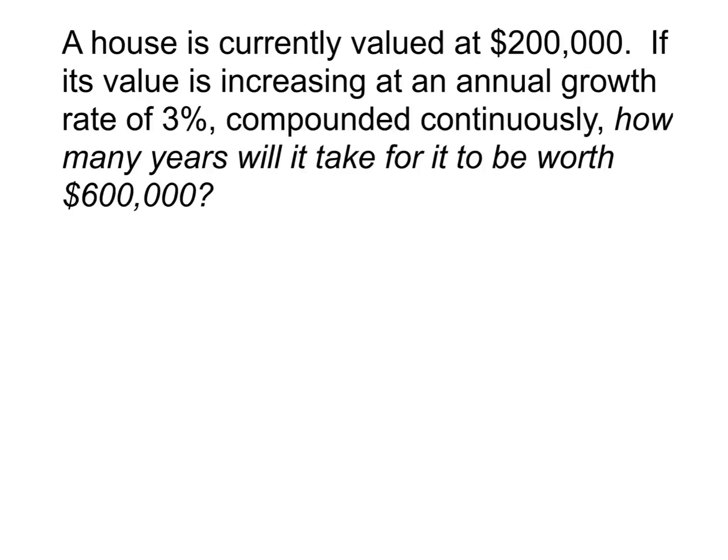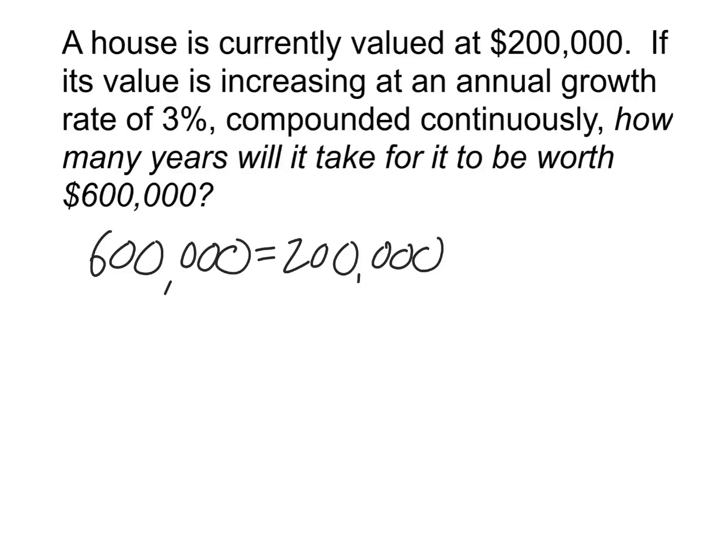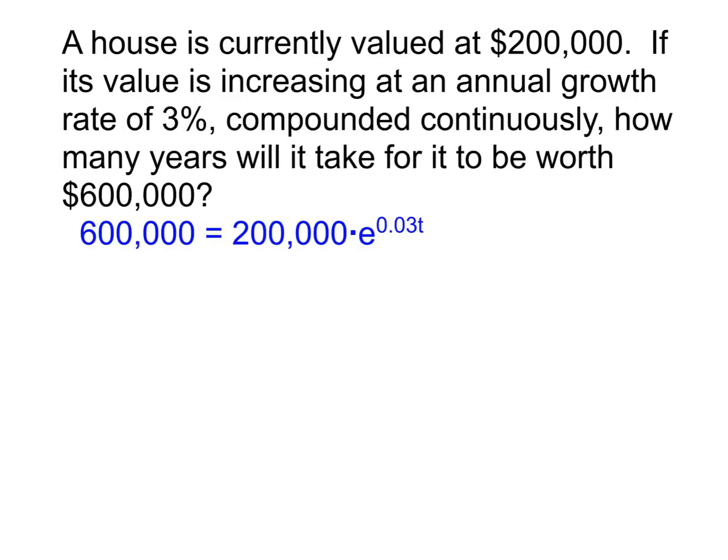All right, so let's write the equation for it. So the first thing I put into my equation is the A of t value, my final value. In this problem, I actually know what I want my final value to be. I want that to be the 600,000. So it's going to be 600,000 equals. Now this is still compounding continuously, so it's going to be 200,000 times e to the rt. r is still 0.03, and t is my unknown in this case. So now I have this equation that I'm going to try to solve.